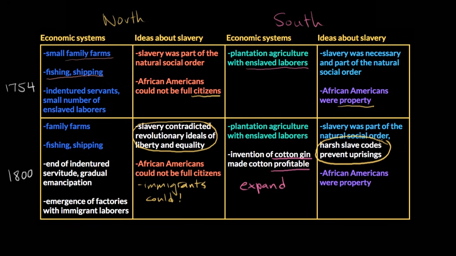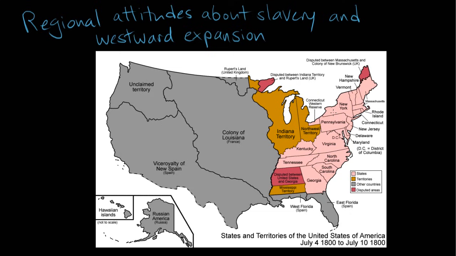So why do these changes and continuities over time matter? Well, because by 1800, you start to see attitudes around slavery crystallizing in the United States, creating a North where slavery was rare and considered a perversion of the ideals of the Revolution, and a South where slavery was central and considered natural and perhaps even a desirable way to organize society.